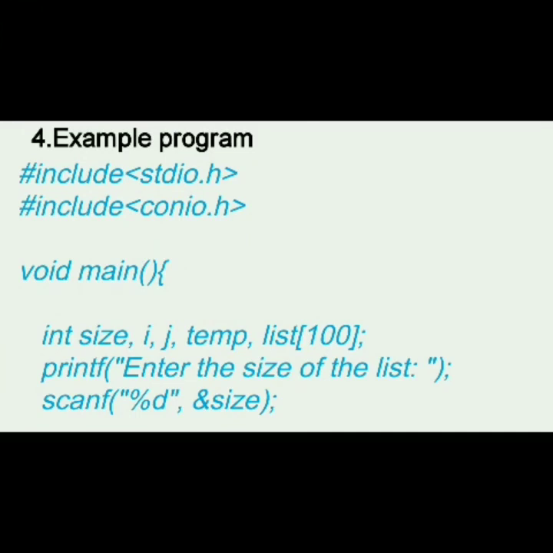#include <stdio.h>. These are header files, and you can use conio.h if you need, or you can not use it. void main(), then the opening brace, and int size, i, j, temp. You can use any alphabets as you are comfortable with. And list[100]: I am taking 100 here as the maximum limit, you can take any as you wish.